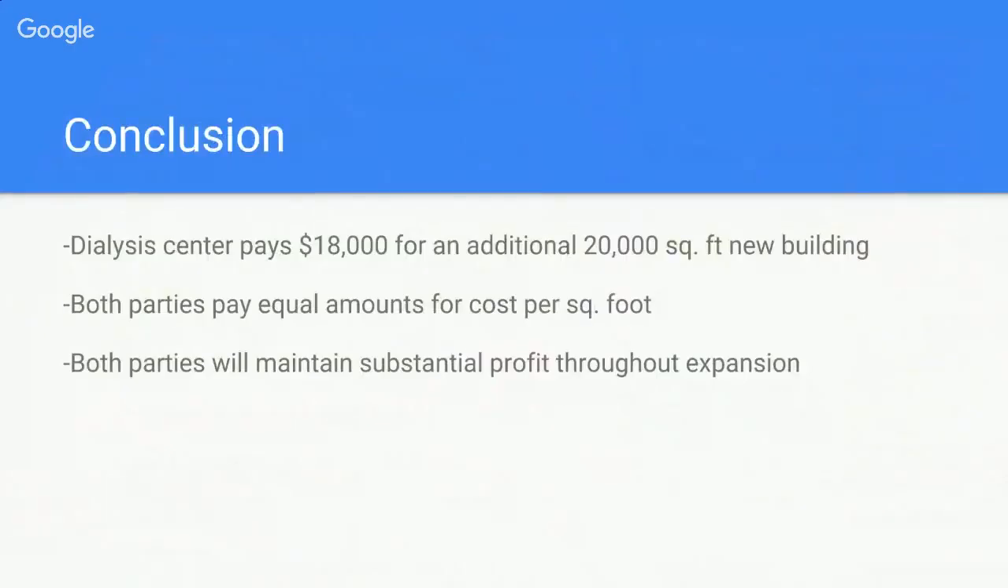And in conclusion, the dialysis center pays $18,000 for an additional 20,000 square feet new building each year. Both parties pay equal amounts for cost per square foot, and both parties will maintain substantial profit throughout the expansion. And that was our presentation. Thank you.